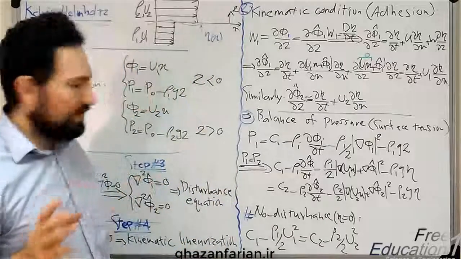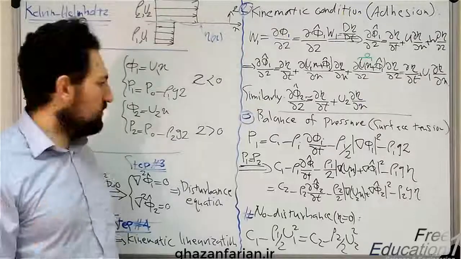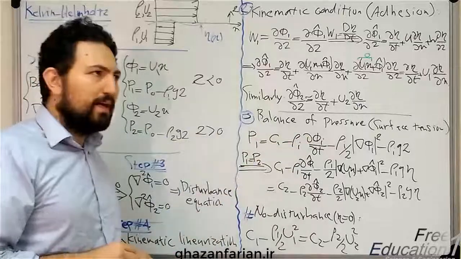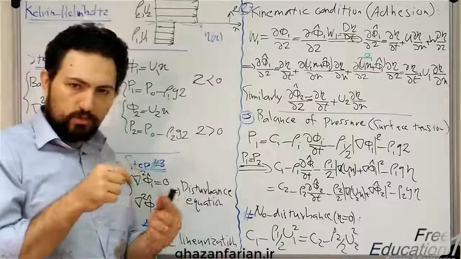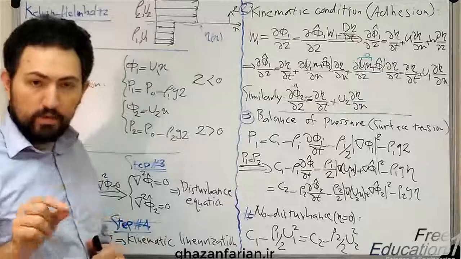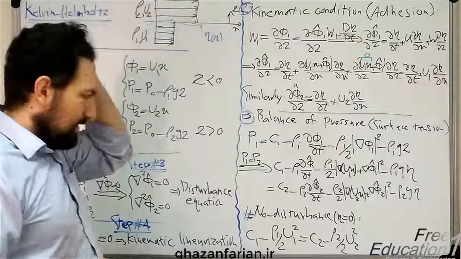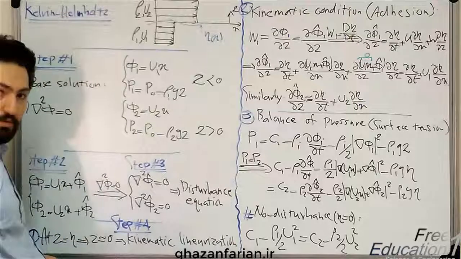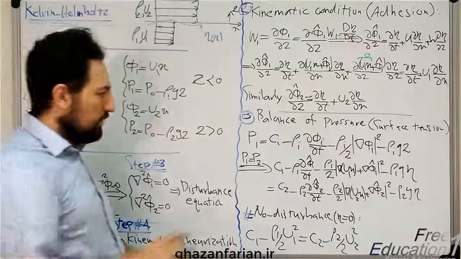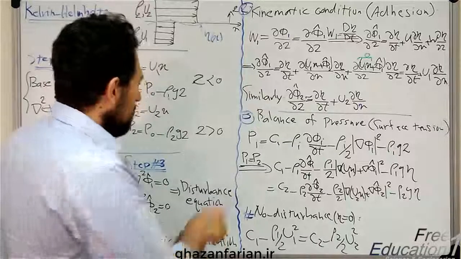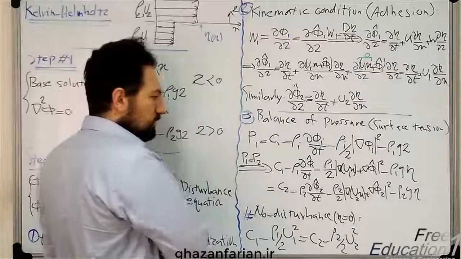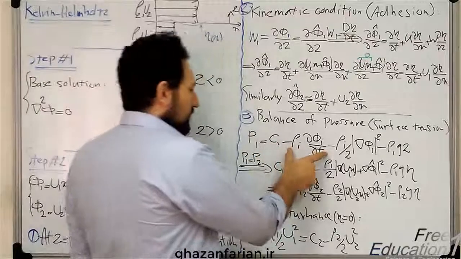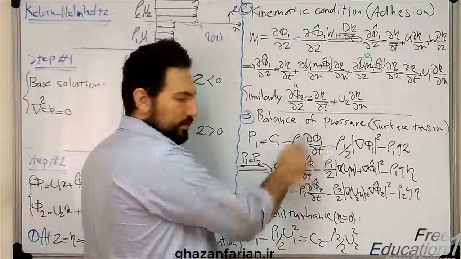The third step in the linearization of the boundary conditions is the balance of pressure, or the balance of normal forces, for different points on the interface. Because the flow is irrotational, I can use Bernoulli's equation for different points in the flow field. This is Bernoulli's equation. This is the constant of Bernoulli's equation, and this term is the unsteady term.